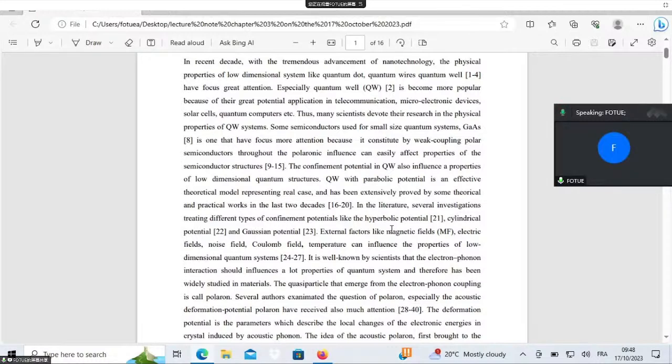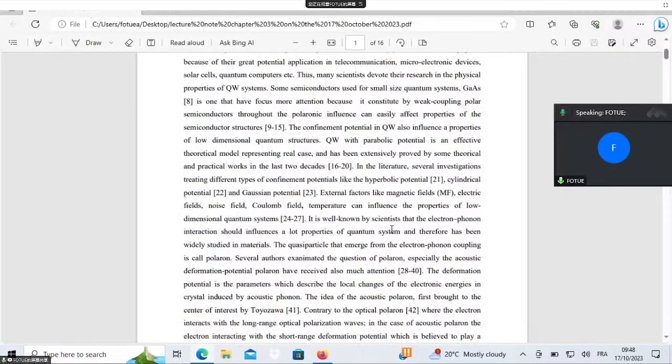So as we know, we have already investigated the electron optical phonon interaction and its role in the properties of quantum structures. So today is to focus on the electron acoustic phonon, the role of the electron acoustic phonon on the properties of low dimensional structures. So we can say that many authors examined that question, especially the acoustic deformation potential.